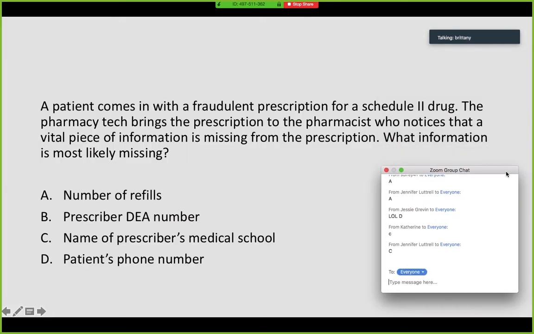The patient comes in with a fraudulent script for a Schedule II drug. The pharmacy tech brings the prescription to the pharmacist and notices that a vital piece of info is missing.